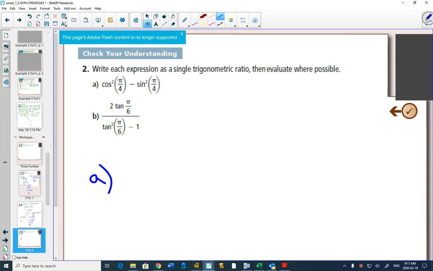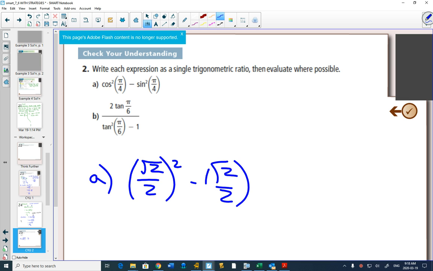Cos squared pi over 4 minus sine squared pi over 4. You could do this in two different ways. Pi over 4 is on your pi plate. You know that cos of pi over 4 is root 2 over 2. So A, you could use your pi plate and say this is the same as root 2 over 2 squared minus root 2 over 2 squared, which, mental math, this isn't hard. It's 0.